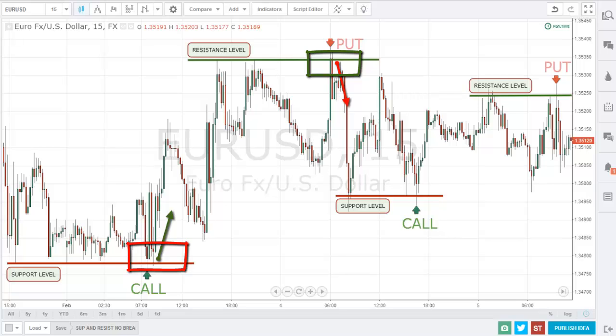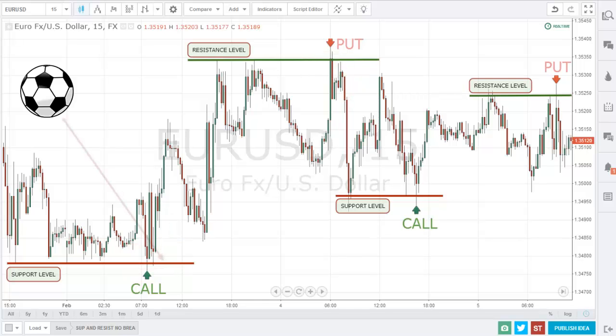To remember it better, apply this analogy. The level of support is a floor, price is a ball. When the ball falls on the floor, it bounces up. The level of resistance is a ceiling, and when it hits, the ball bounces down.